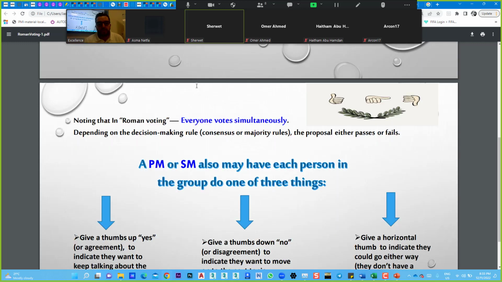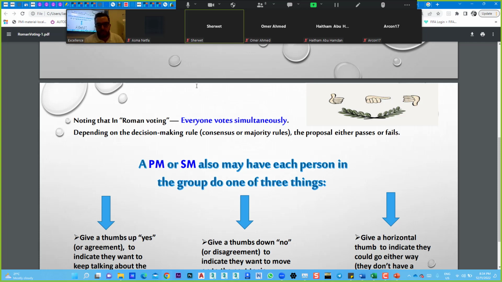Normally Roman voting is used where everyone votes simultaneously, in the same room, like we are here, so we can go for voting. It depends on the decision-making rules.